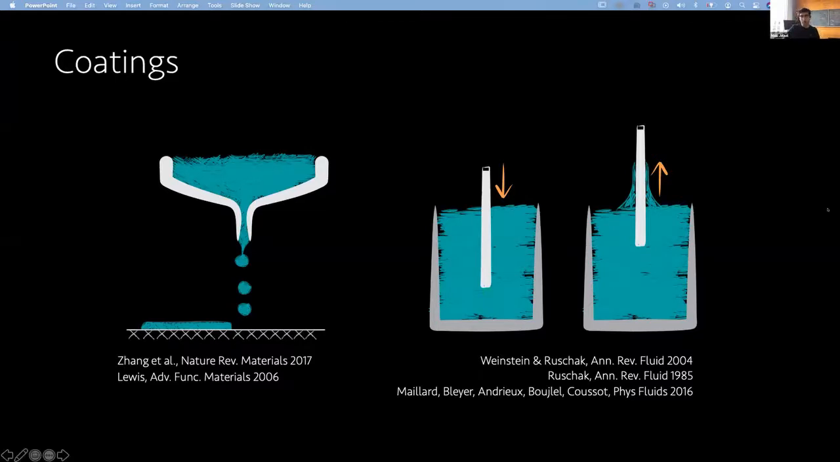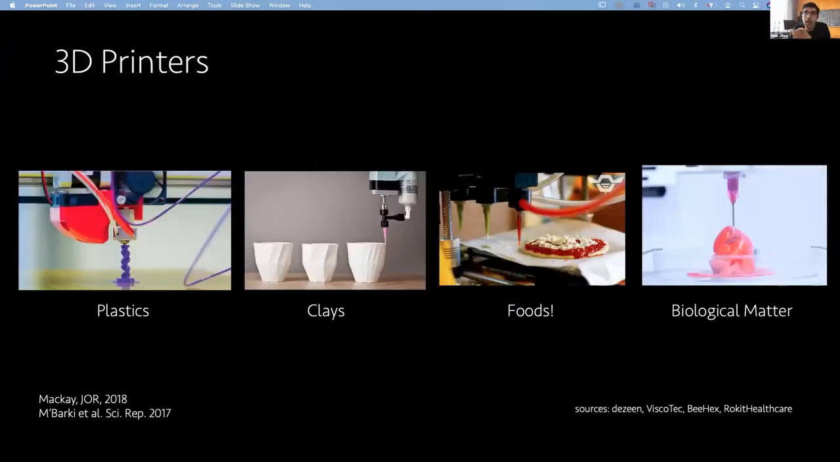So my talk today is very relevant to the process of coatings, but what really drove me in the past few years to do this research is the industry of 3D printing and the applications to 3D printers. Here I'm showing 4 examples, being plastics, clays, foods, and biological 3D printers. And I'm only showing a particular type of 3D printers that are basically based on extrusion. These are also called fused deposition type of 3D printers.